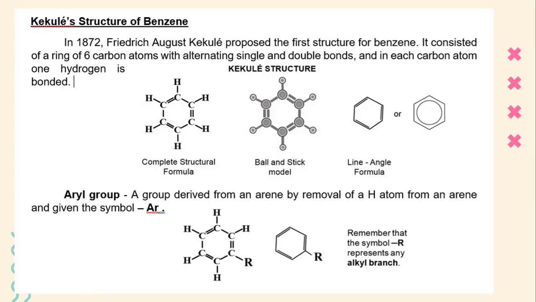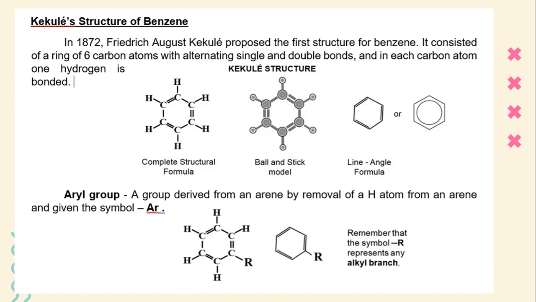Okay, so back then, Michael Faraday proposed about this benzene, but the model was not yet final. So we have Mr. Friedrich August Kekulé, and he proposed the first structure of benzene. It consisted of 6 carbon atoms with alternating single and double bonds, and in each carbon atom 1 hydrogen is bonded. According to some stories, he had this idea in a dream, wherein he dreamt of a snake eating its tail.